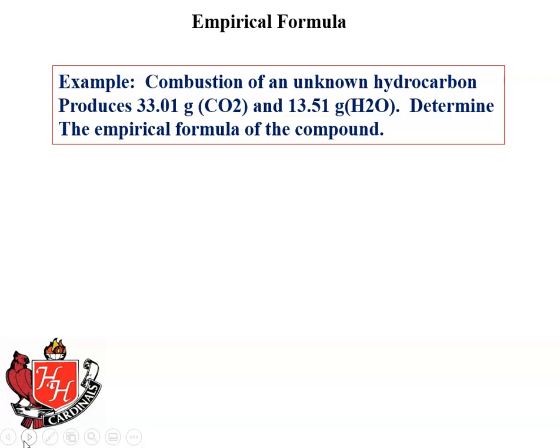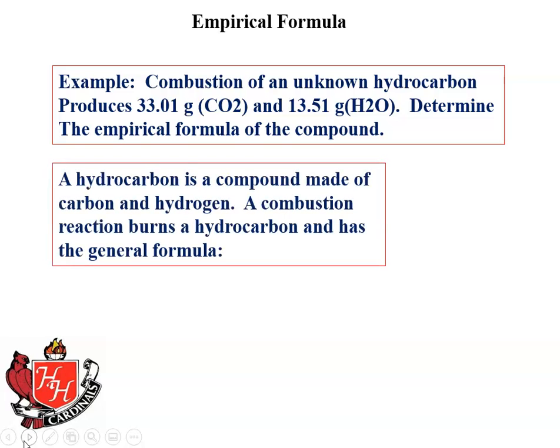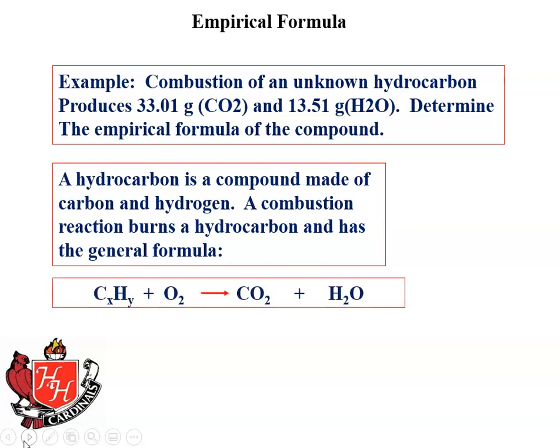Okay, so combustion of an unknown hydrocarbon produces 33.01 grams of CO2 and 13.51 grams of H2O. Determine the empirical formula of the compound. So a hydrocarbon is a compound made up of carbon and hydrogen, and a combustion reaction burns a hydrocarbon and has the general formula: some hydrocarbon, the subscripts can change, there's quite a few different types, plus oxygen. So you light a match to that. And then what that produces as products is carbon dioxide and water. So you're going to see this type of reaction quite a bit in this class.